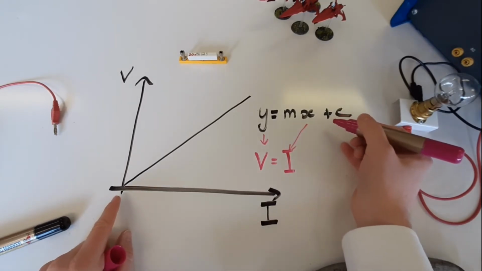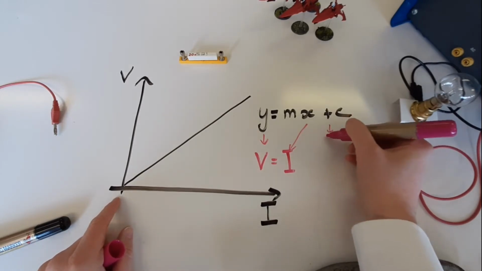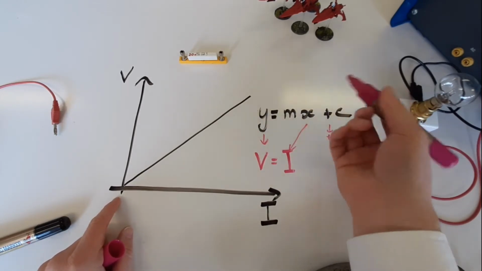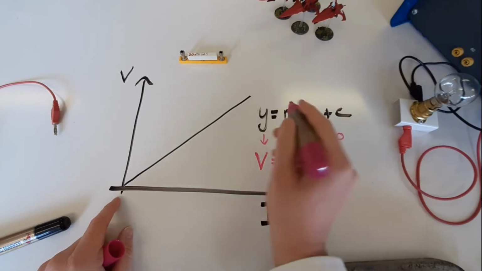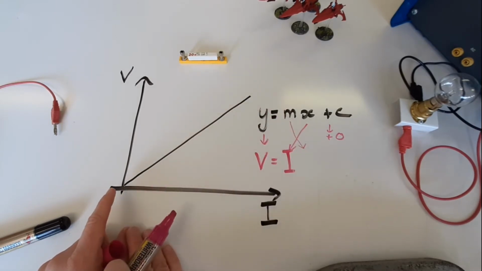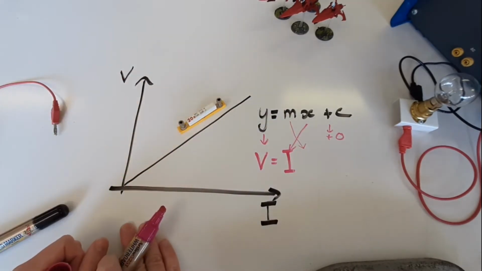C, we don't actually have a y-intercept because it intercepts the origin. So basically it goes to plus 0, which means we can just effectively ignore it. And we end up with this m, okay? Now the m is the gradient of the line, okay? And that depends on the resistor.